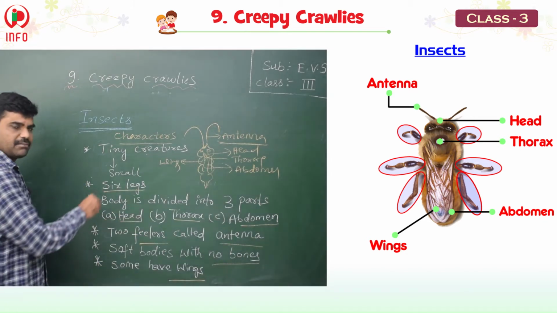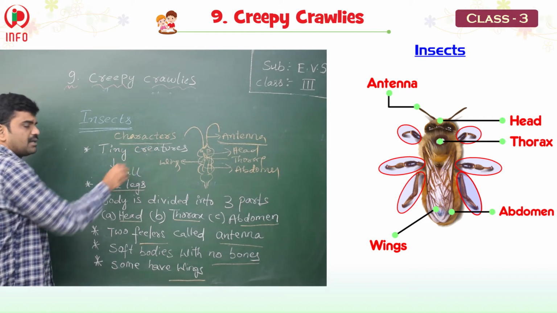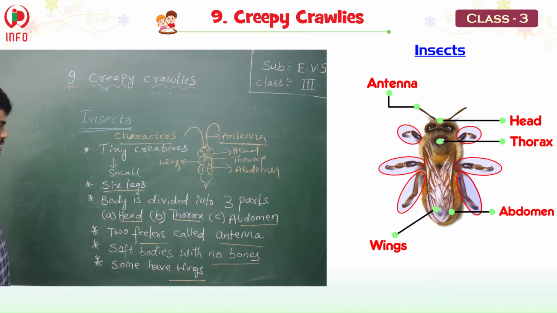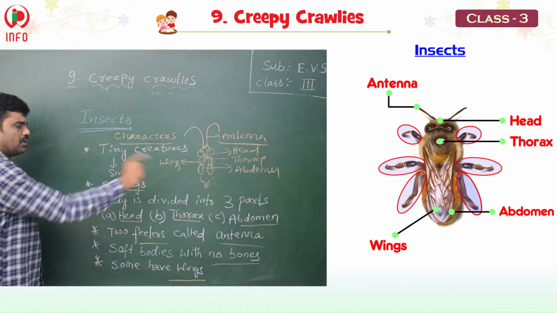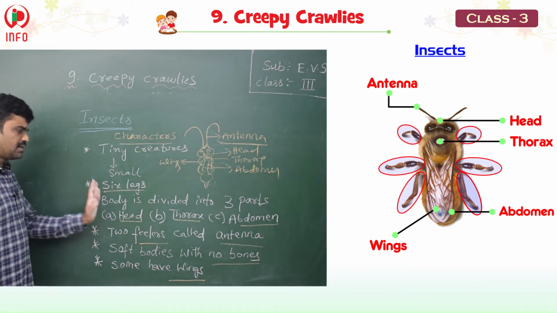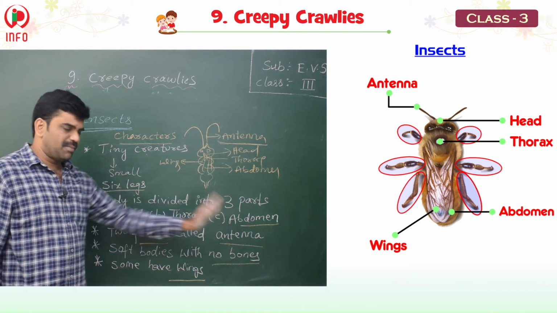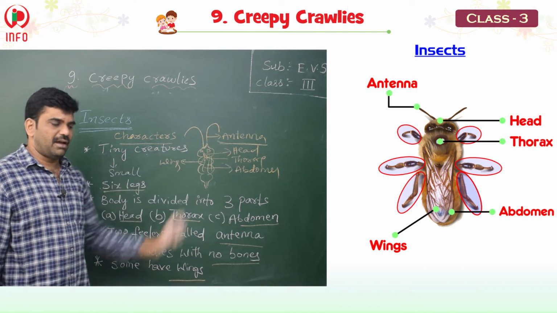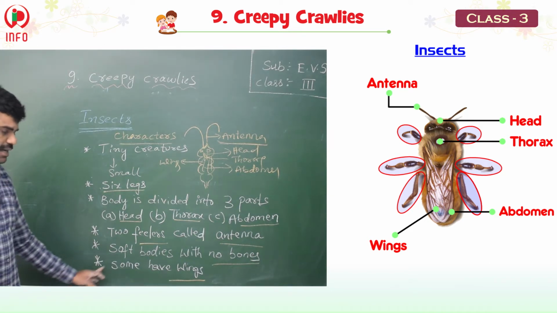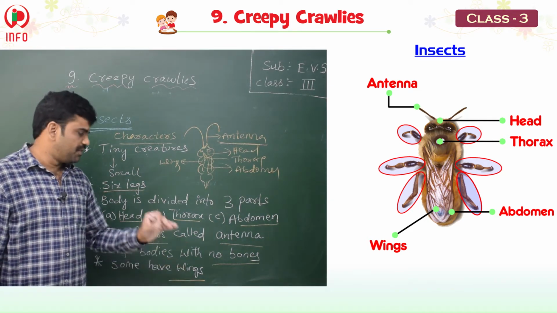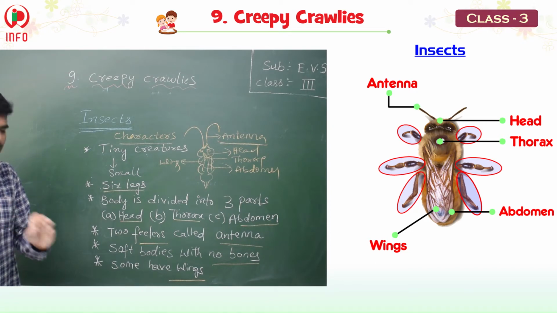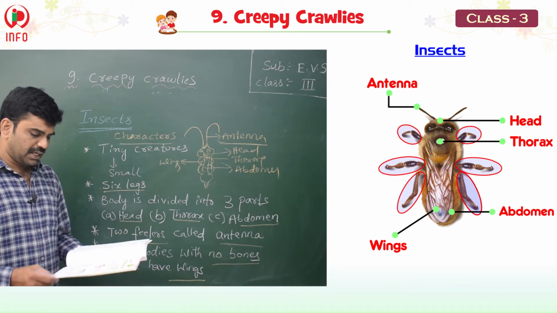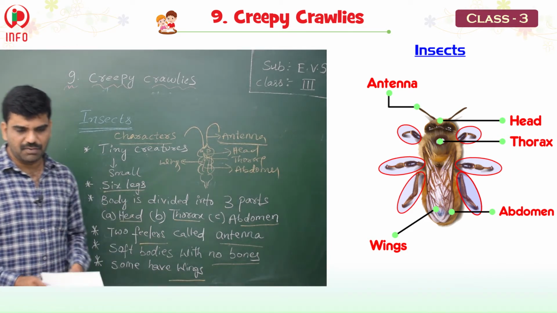So once again I am telling, insects are small, tiny creatures. They have 6 legs. Body is divided into 3 parts. What are those 3 parts? Head, thorax, abdomen. Next, they have 2 feelers, which are called antenna. And they have soft bodies with no bones. They don't have bones, children, and some have wings.